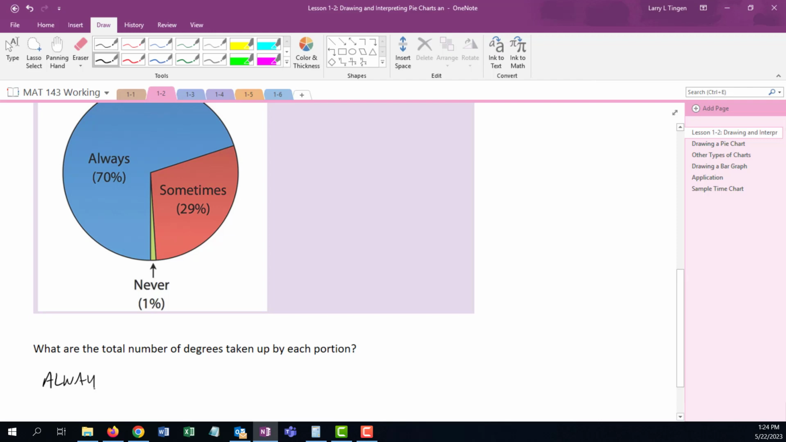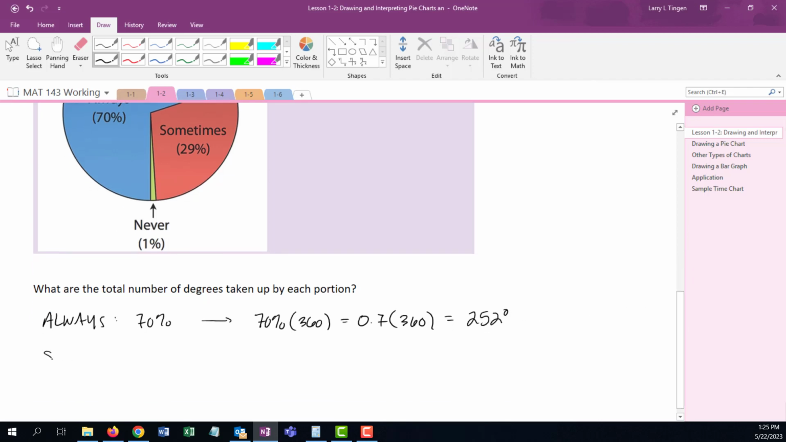So for always, we have 70% results, right? So for my circle, I need to find 70% of 360. Familiar? Yeah. 70% of 360. 0.7 times 360 is 252 degrees. Sometimes, it was 29% of people. So what's 29% of 360? 0.29 times 360, which is 104.4 degrees.